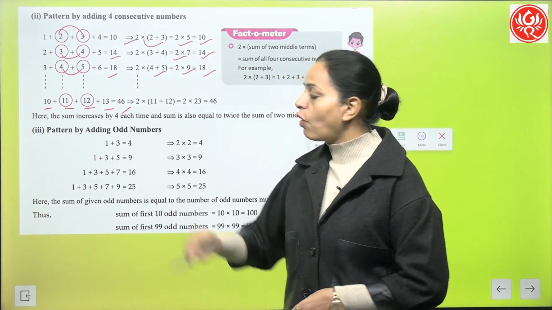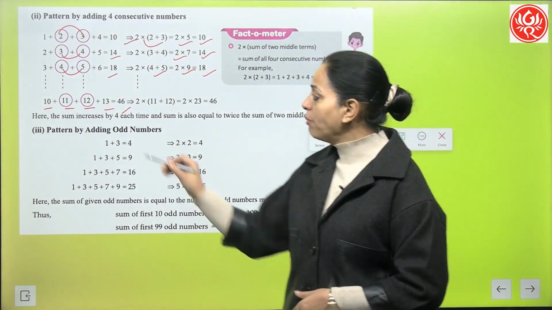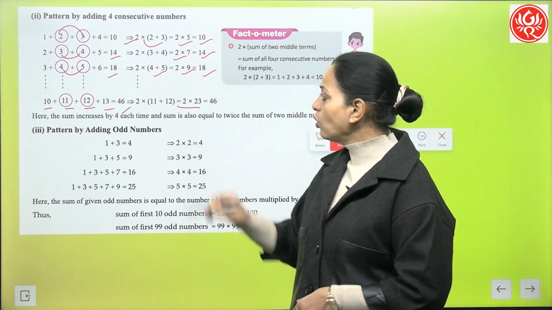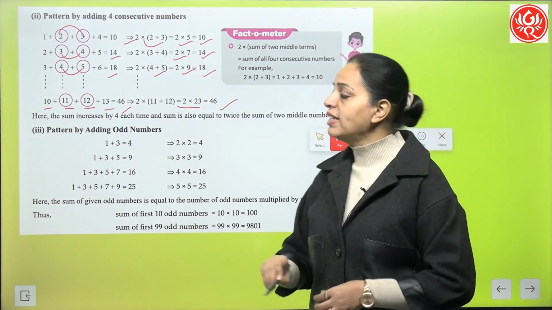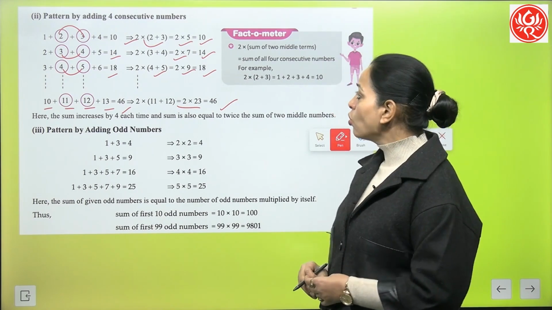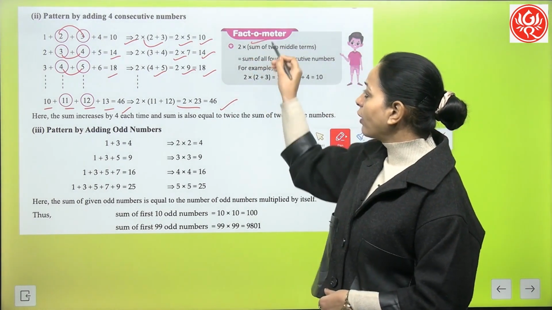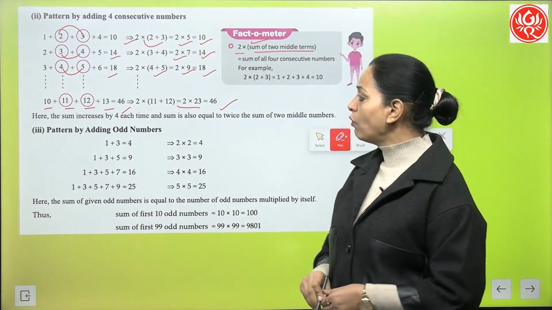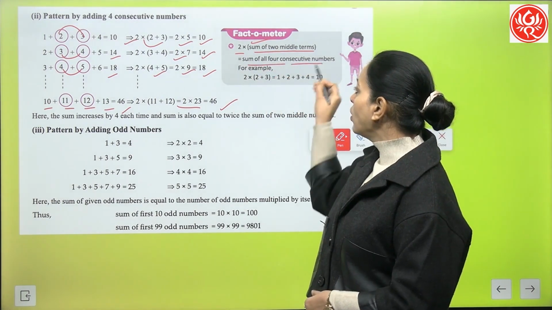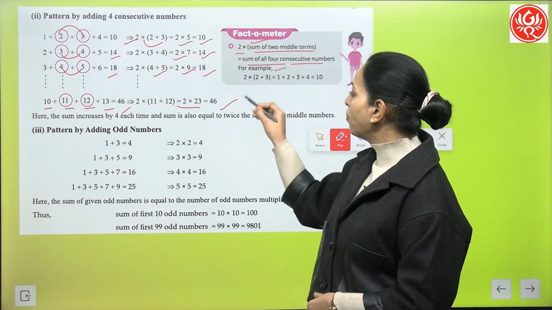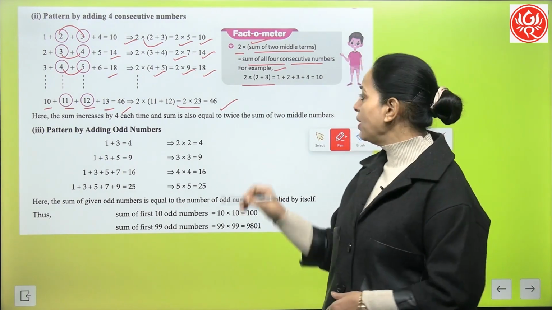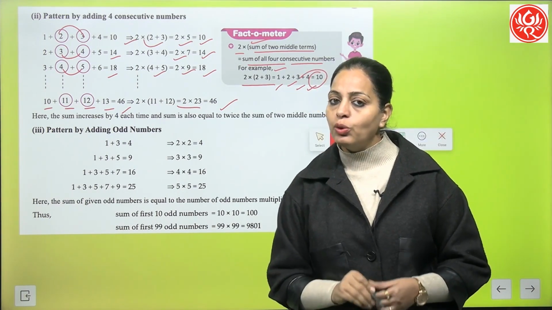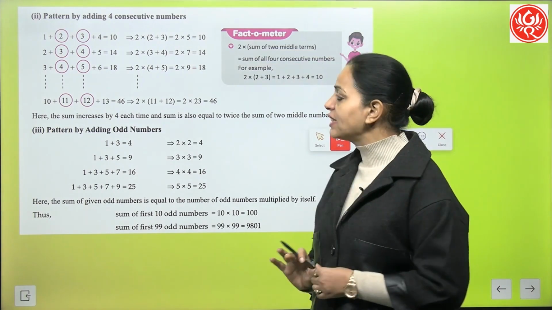Their sum is 46. So let's try the middle terms. 2 into 11 plus 12, that is 23. So 2 into 23 equals 46. So what are we getting? Here we are getting this formula: 2 into the sum of the two middle terms equals the sum of all 4 consecutive numbers. For example, 2 into 2 plus 3 means 1 plus 2 plus 3 plus 4, that is equal to 10. Okay, so I hope this is clear to you.